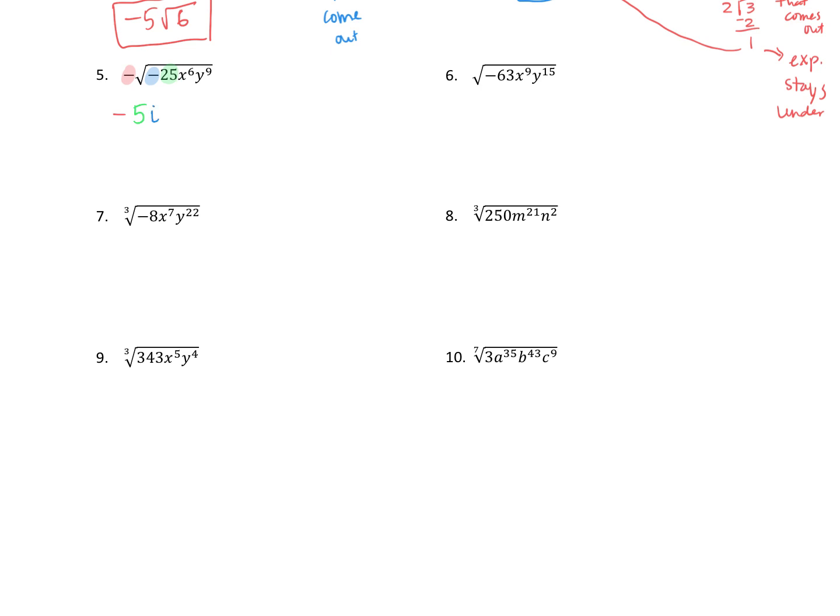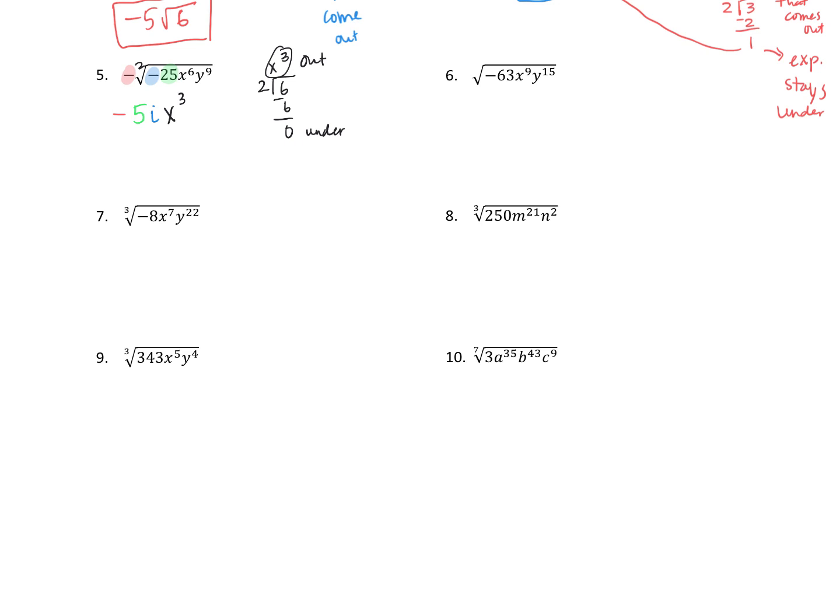And now we want to simplify the variables. So the understood root or index is 2. We want to divide each exponent by the root to see what we get. So for x, I'm seeing how many times does 2 go into 6. 2 goes into 6 3 times. 3 times 2 is 6. The remainder is 0. That means x cubed comes out, and x to the 0 stays under. x to the 0 means you don't have an x under. So it's going to be x cubed on the outside.